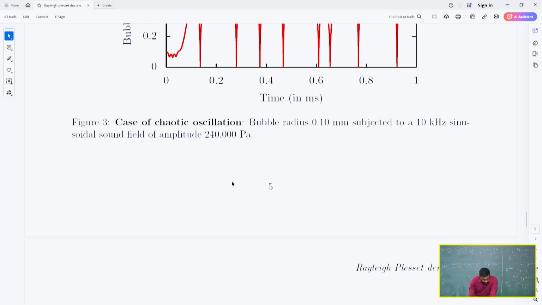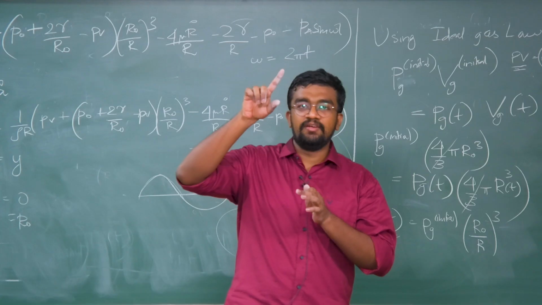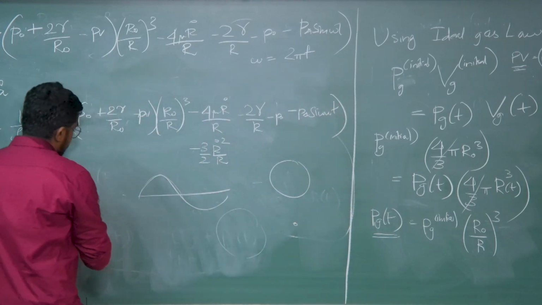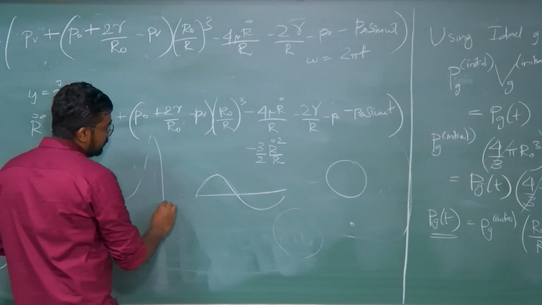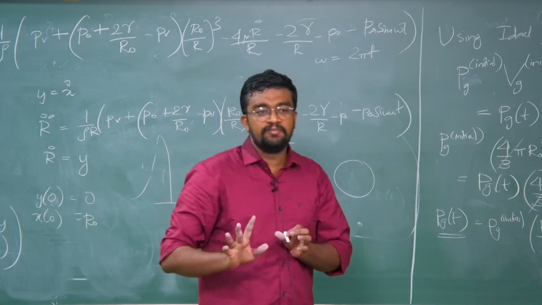Now again, if you reduce the bubble size further or increase the amplitude PA, what you see is actual bubble collapse. The bubble will grow to a very high radius and then suddenly dip to 0. Then it will just go. The bubble has died on its own.